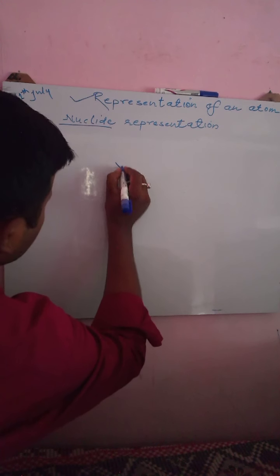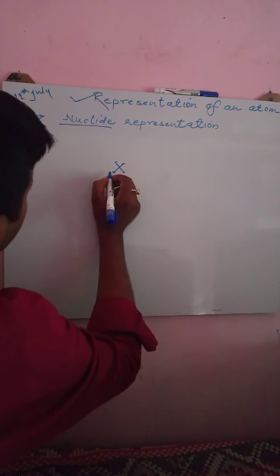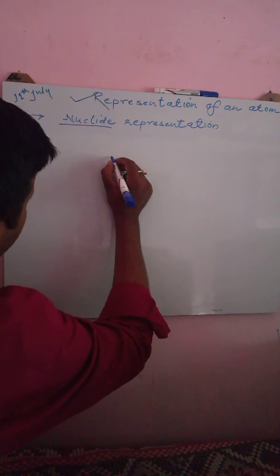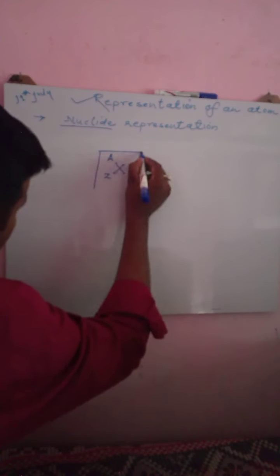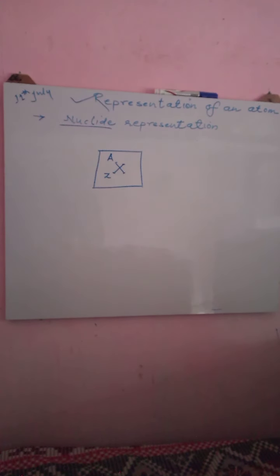An atom is represented with the help of nuclide representation. Nuclide representation means, suppose we have an atom X. Atom X has mass number A and atomic number Z. This is the representation of an atom. Representation of an atom with mass number and atomic number is called nuclide representation.